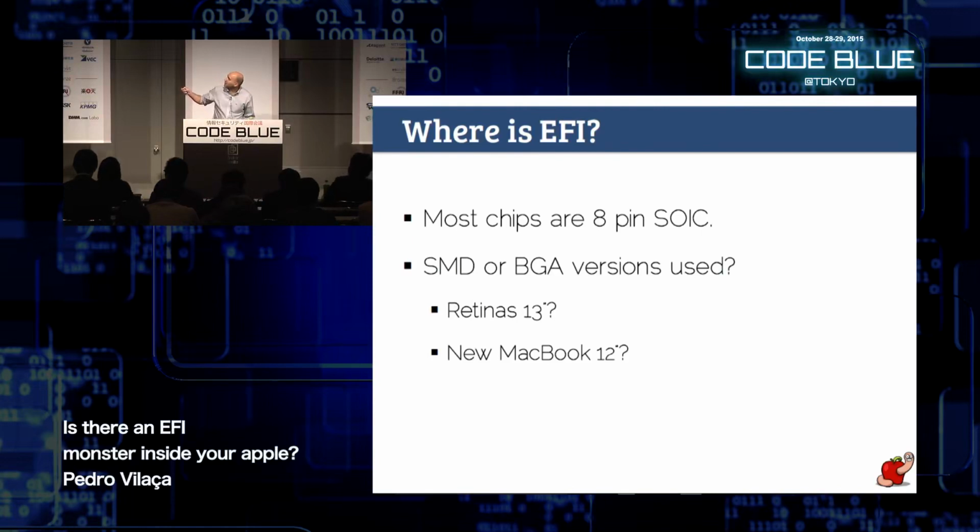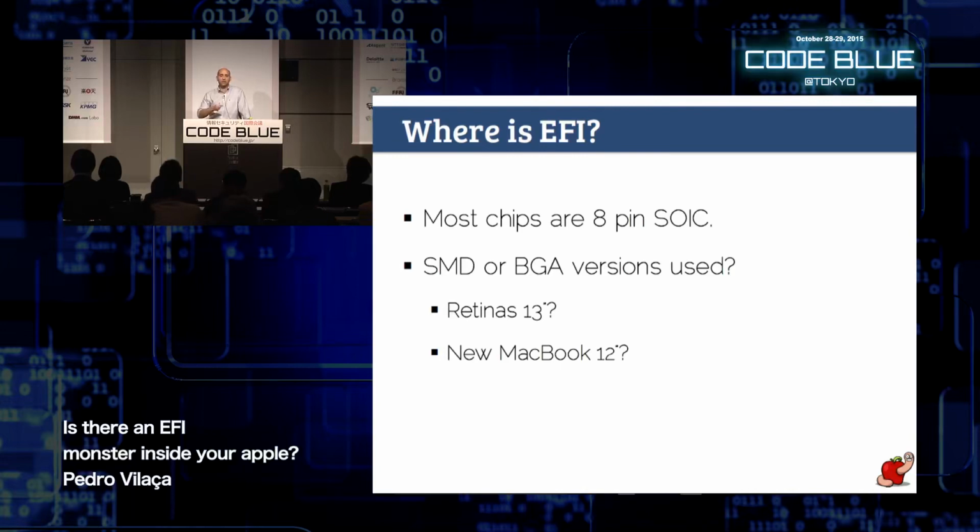Most of the chips are 8-pin SOIC, which is the format in that picture. But new machines are starting to use SMD or BGA. BGA is with the small pins on the underside. This brings a problem because with the SOIC you just need test clips or a probe, a clip which you plug into the chip, and you are connected to the chip.